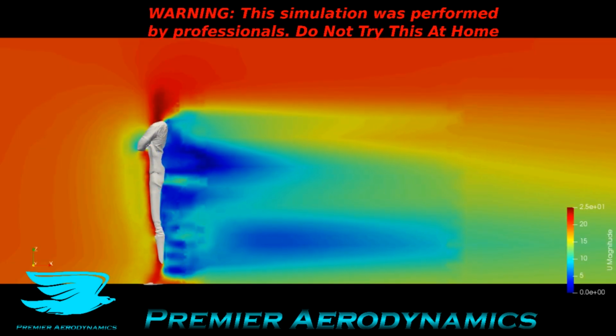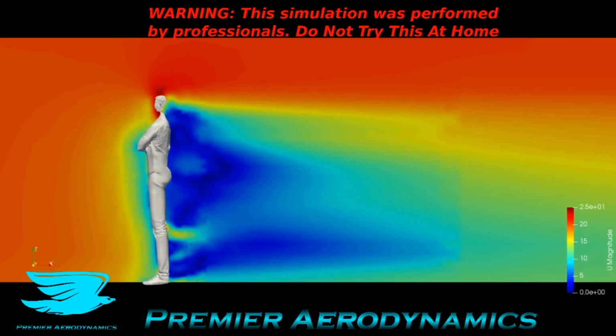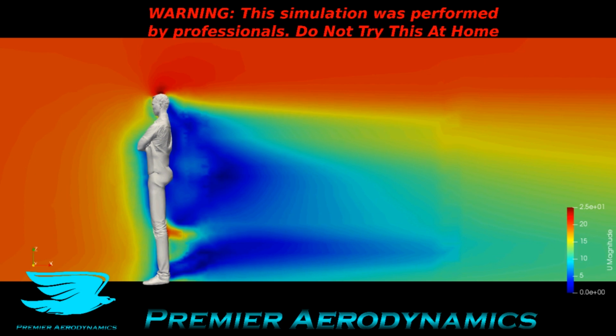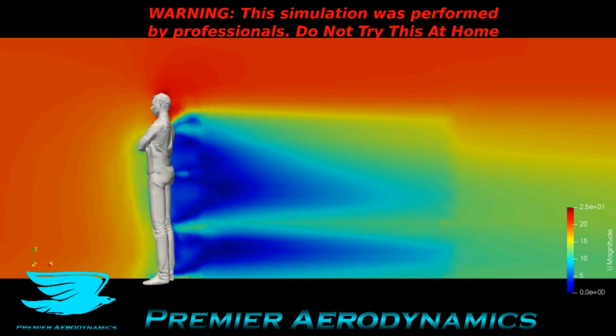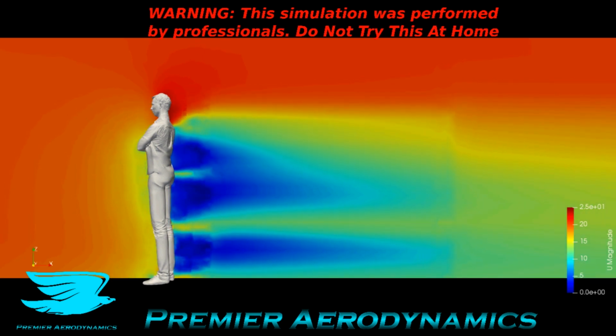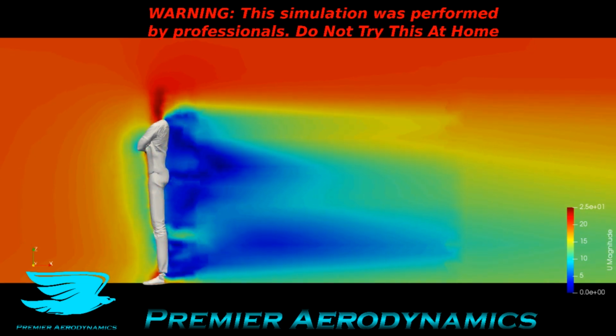And now we have the Y plane going from left to right through the disappointed dad and colored in the U magnitude. And we can see that the wake is still quite large, but it's far smaller behind the back compared to the stoked individual. And between the legs, actually, around the knee section, there's this acceleration of flow, and it gets up to like 25 meters per second, maybe even faster.